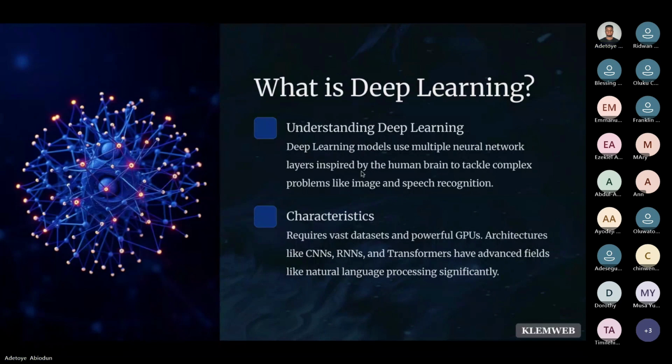So what is deep learning? Deep learning models use multiple neural network layers inspired by the human brain to do what? To tackle complex problems like image and speech recognition. So that means we are going to do more of deep learning in this project, right? And the characteristics, we have it requires vast data sets.